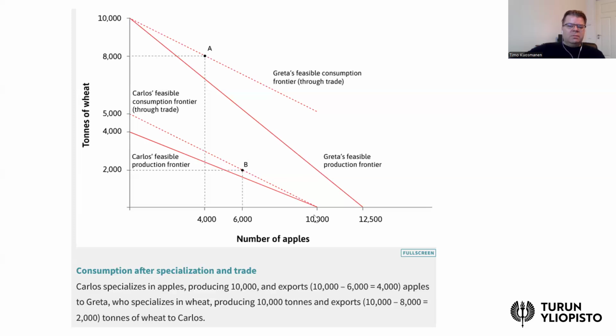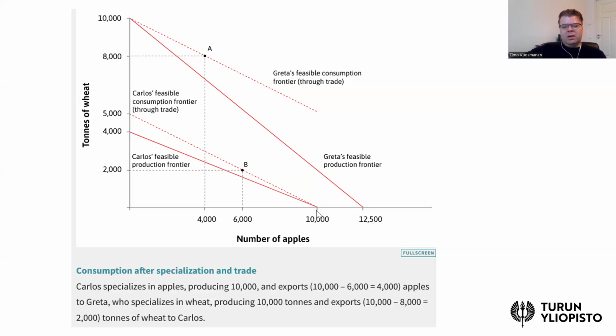But in terms of apples, the gap is not so large. Carlos can produce 10,000 apples, and Greta can produce 12,500 apples. So in this sense, we say that Carlos has comparative advantage in the production of apples. This is because even though Greta has absolute advantage in both apples and wheat, Carlos is relatively less inefficient in apples compared to wheat. So it makes sense that Carlos produces apples.